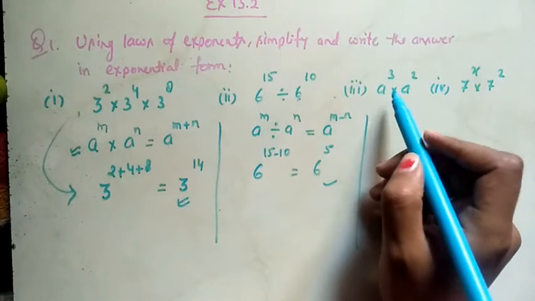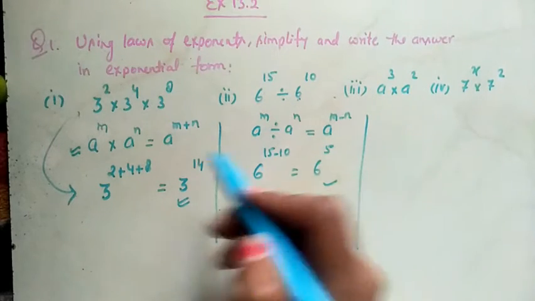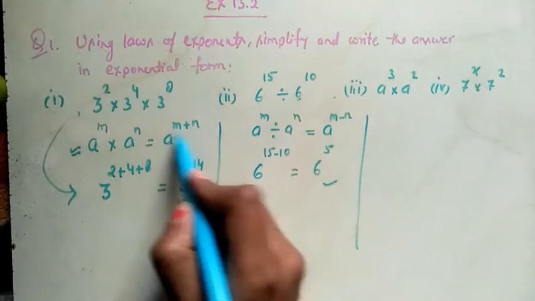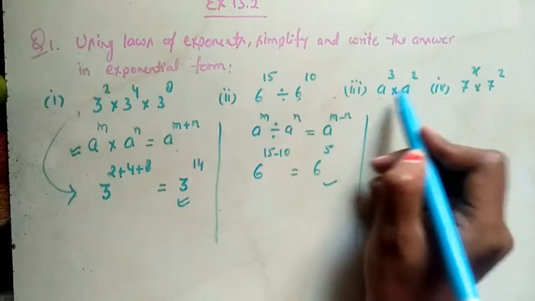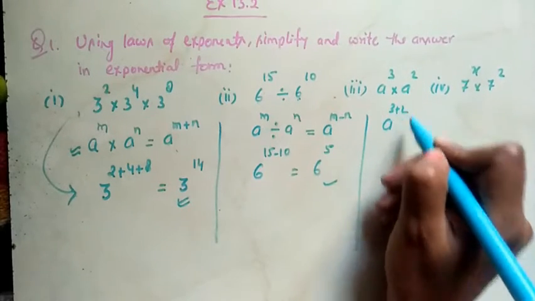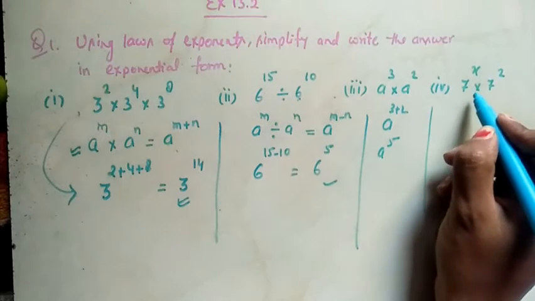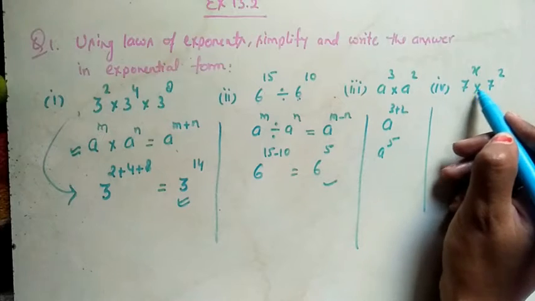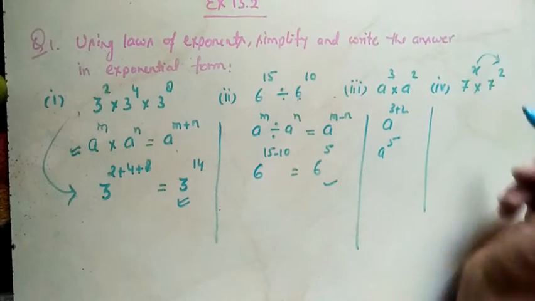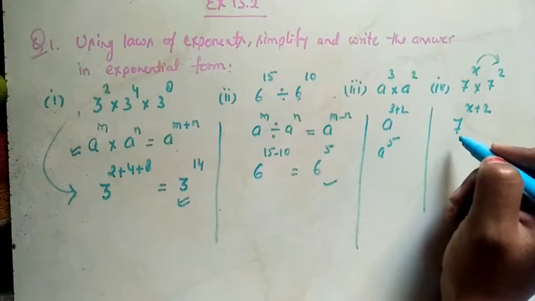Now the third part, a cube into a square. Here the base is the same. We apply this formula, a to the power m into a to the power n equals a to the power m plus n. It means that when the base is the same, powers will be added. So the answer is a to the power 3 plus 2, that is a to the power 5. Now the next part, 7 to the power x into 7 to the power 2. Here the base is the same, then powers will be added. That is 7 to the power x plus 2. Clear?